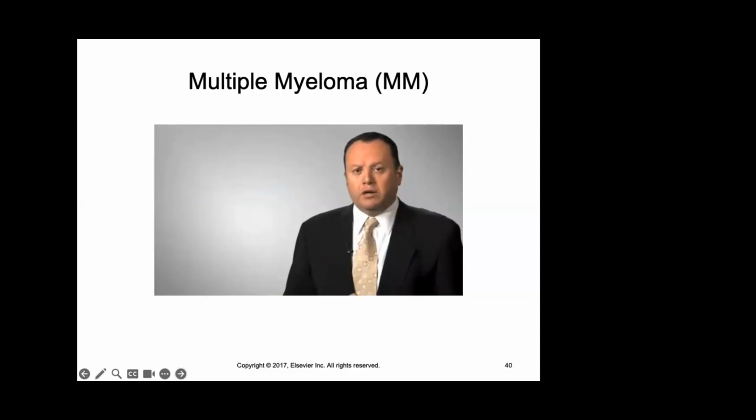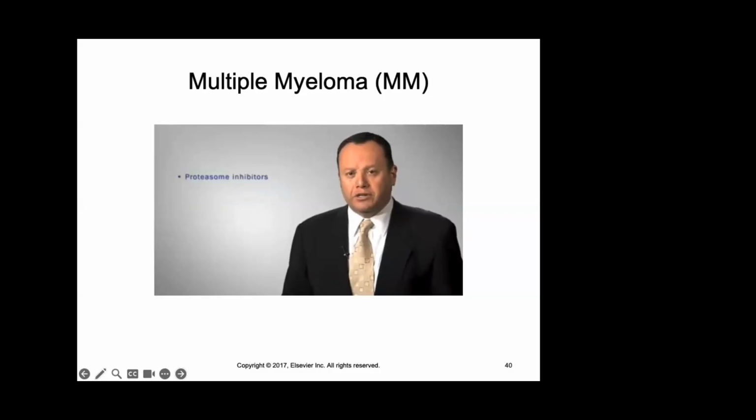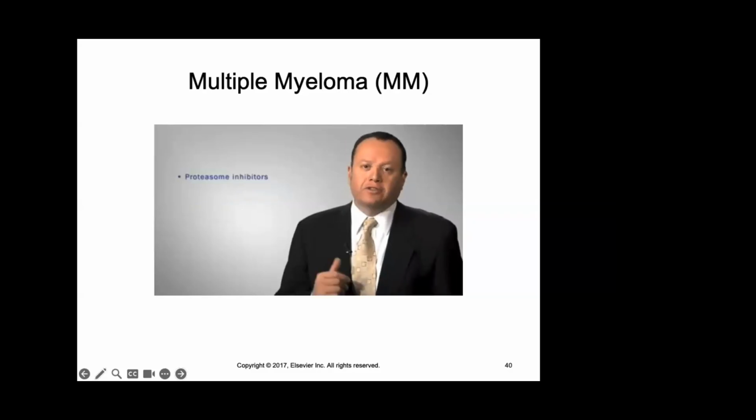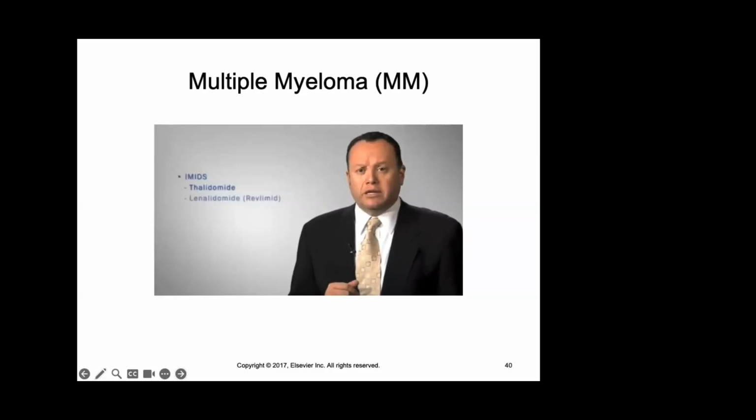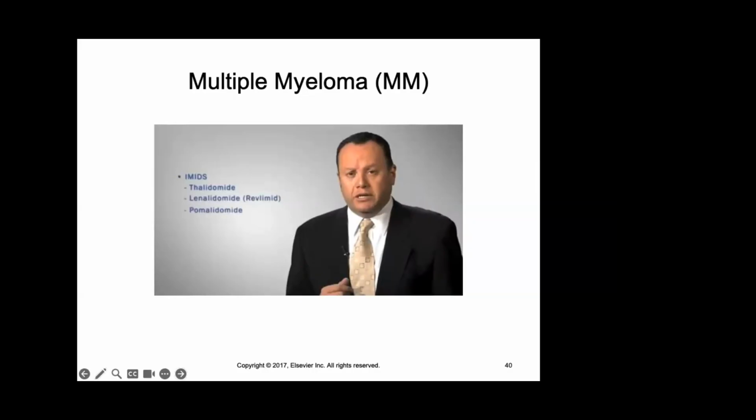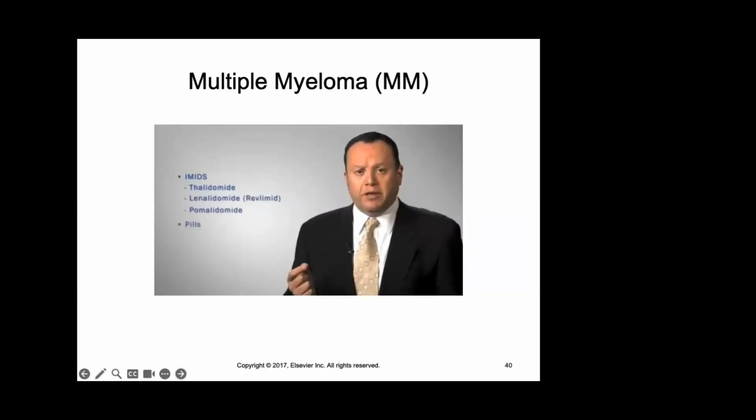Number 1 are called proteasome inhibitors. I know that's a mouthful. The prototype for this is bortezomib, also known as Velcade. This is an injectable medication, and it has been approved because of its ability to control the disease. The other group of agents includes drugs such as thalidomide, lenalidomide, and most recently pomalidomide. These are given in pill form, and this is another way in which myeloma can be treated.